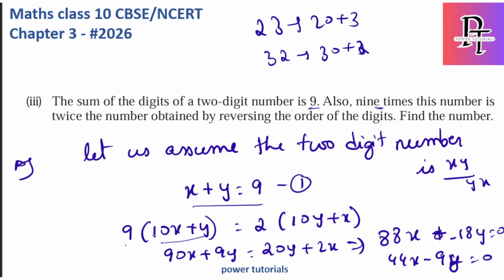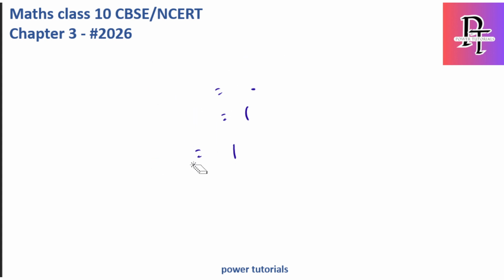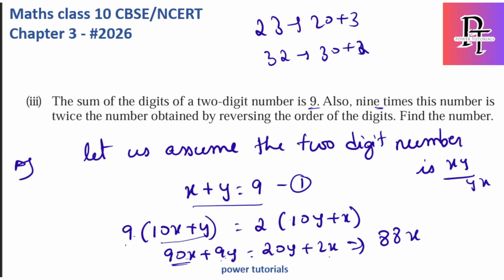Okay, 90x plus 9y is equal to 20y plus 2x. 90x minus 2x is 88x. Okay, wait. What is 9 minus 20? 9 minus 20 is minus 11, not 18. So 9 minus 20 is minus 11y, equal to 0. So divide by 11, you will get 8x minus y is equal to 0.